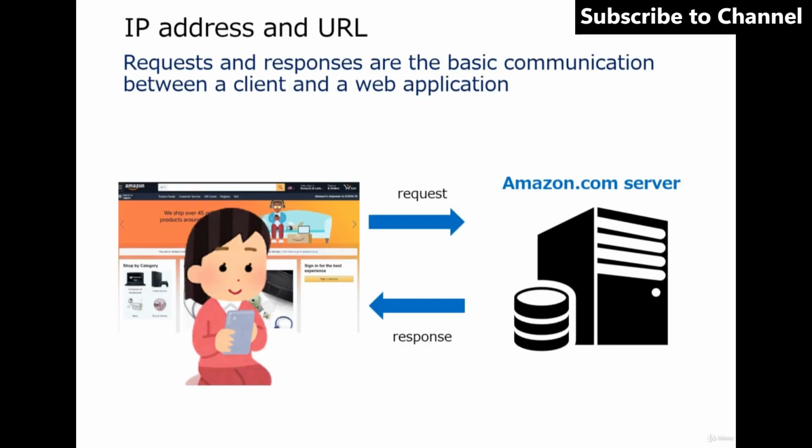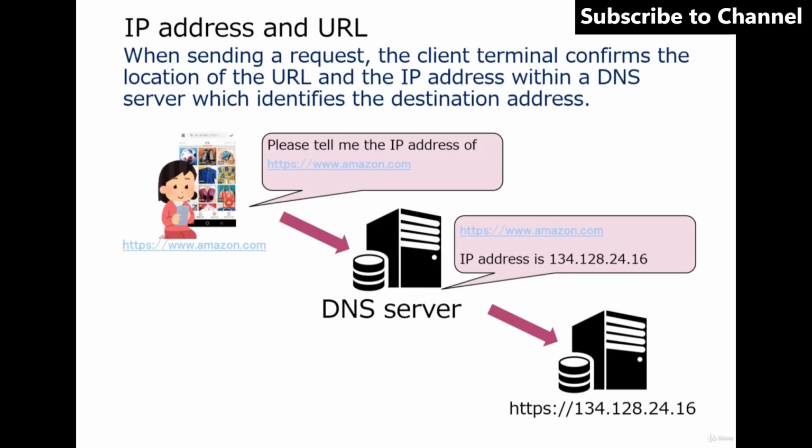In this way, the client terminal, like a PC, also uses URLs and IP addresses to exchange requests and responses with the server. For example, when you type in Amazon.com, your PC asks the DNS server, "Please tell me the IP address of this URL." The DNS server then tells your PC the IP address that's associated with it. Because the DNS server has shared this information with you, you can send a request to the Amazon servers.